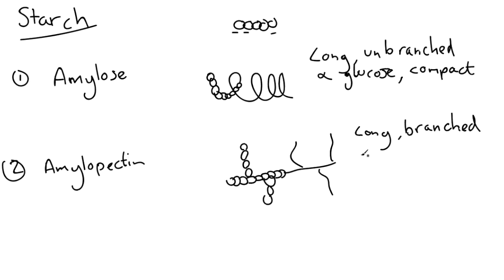And it is branched with alpha glucose. The good thing about these side branches is that enzymes can get into them and break them off. Okay, so it's very good to release energy. That's why it's like that. Okay, so it's good for energy release.